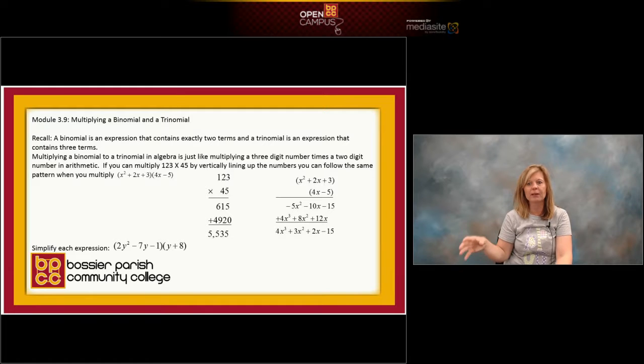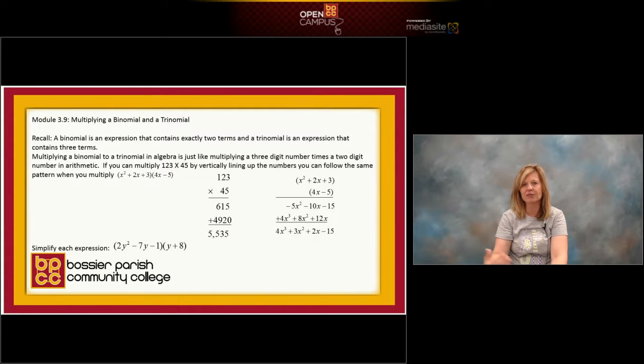I would start with the ones place, the -5, and here I go. I would do -5 times the 3, gives me my -15. I would do the -5 times the 2x, I would get -10x. I would do the -5 to the x squared, and I would get -5x squared. Then I put my placeholder 0 because I'm done with the ones place, and now I'd move to the tens place. And in the tens place is my 4x, and I would start the process over.